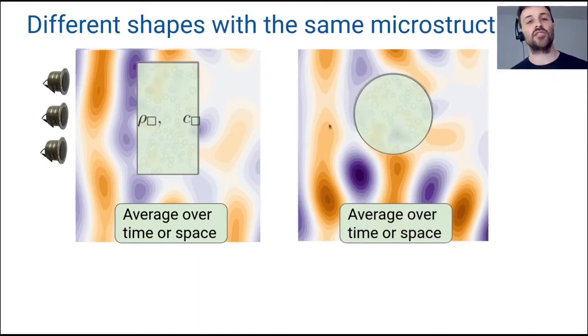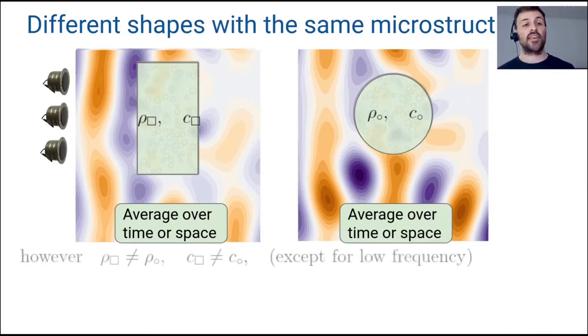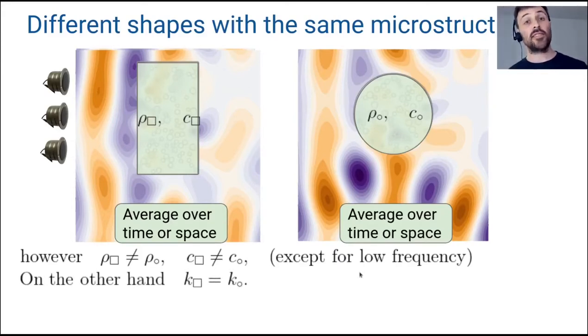If you were to try to do this with two materials of different shapes, like this one on the left, a rectangle, this one on the right, a circle, and you were to try to calculate the effective density and sound speed, with lots of different techniques, we can argue about which techniques, you will conclude that they are not the same. Even though the microstructure is the same for these two materials, the same kind of particles, their effective densities and sound speeds are not the same, except for low frequency, very low frequency. On the other hand, they do share something in common. They share what I call effective wave numbers.